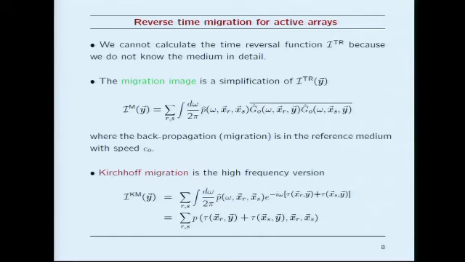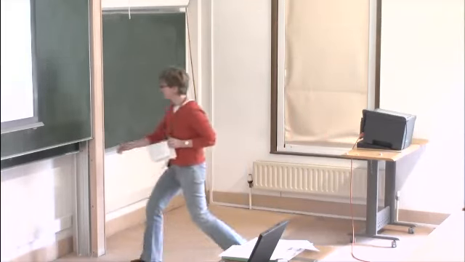So here the backpropagation is in the smooth medium with a Green's function G naught, which for me is going to be the Green's function in the homogeneous medium, but otherwise it will be in the smooth medium. And an even further simplification of that is the one where you approximate this way. So this is a high frequency approximation.